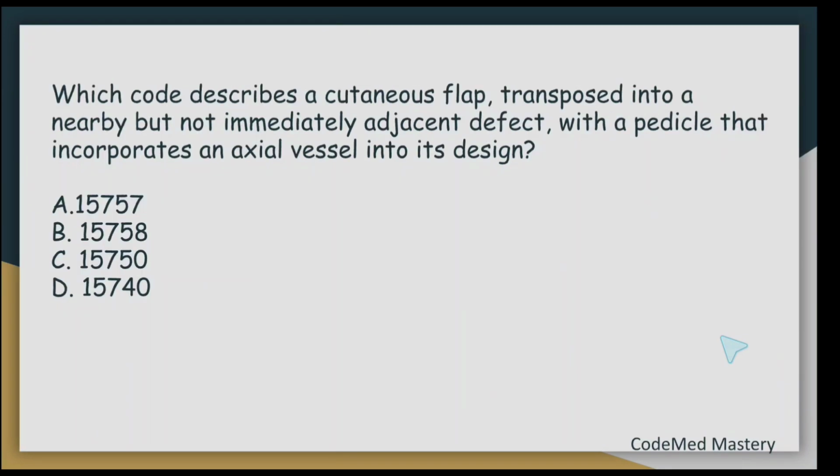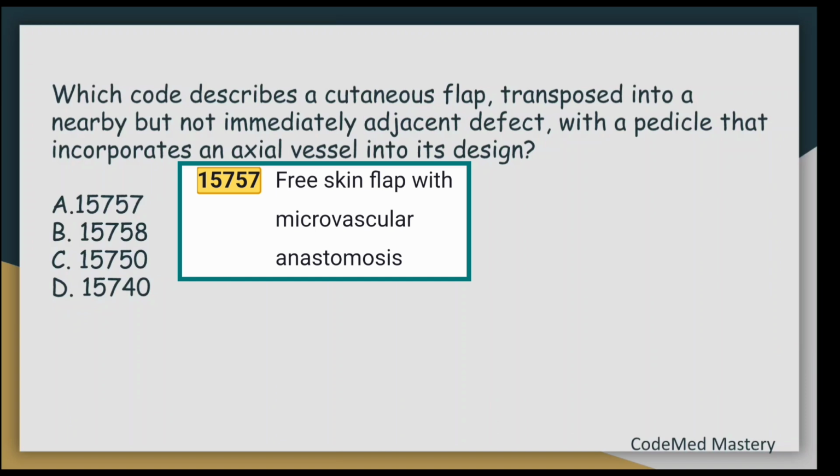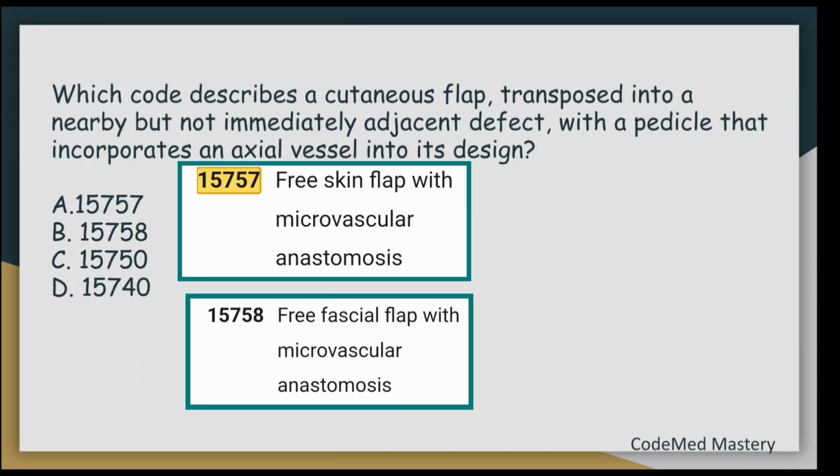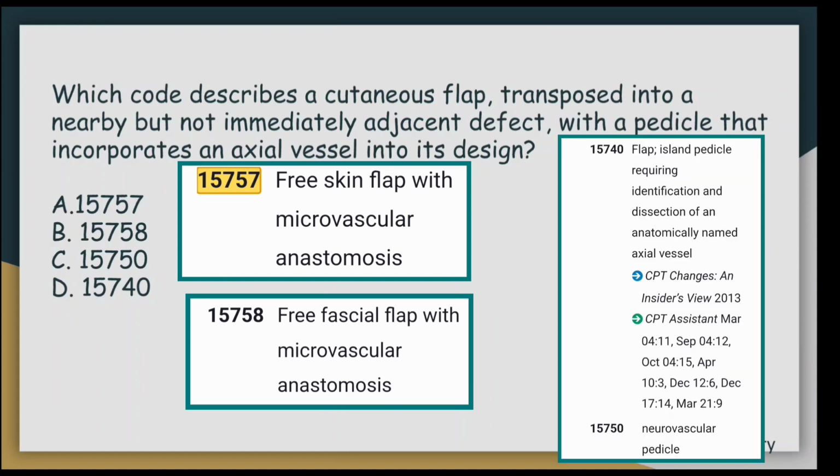Next question. Which code describes a cutaneous flap transposed into a nearby but not immediately adjacent defect with a pedicle that incorporates an axial vessel into its design? Let us check the options. Check option A 15757, that is for free skin flap with microvascular anastomosis, and option B 15758 is for free fascial flap with microvascular anastomosis, and option C 15750 is for flap neurovascular pedicle, and option D 15740 is for flap island pedicle requiring identification and dissection of an anatomically named axial vessel.